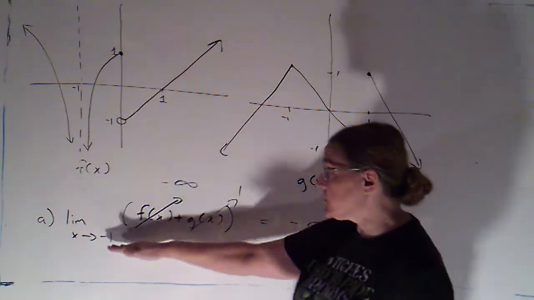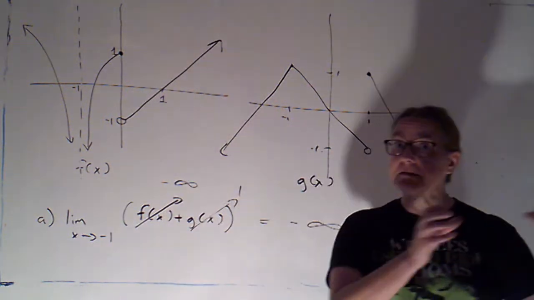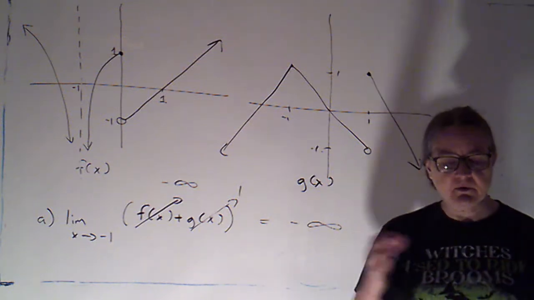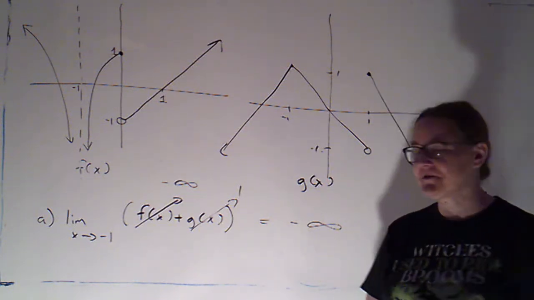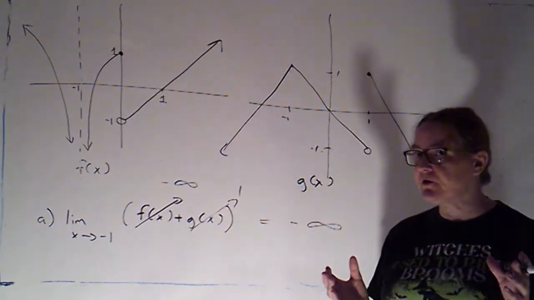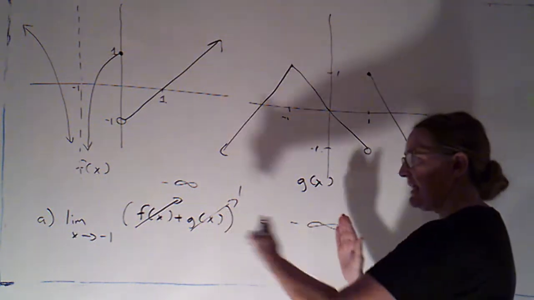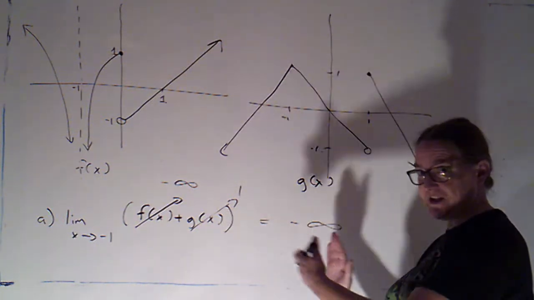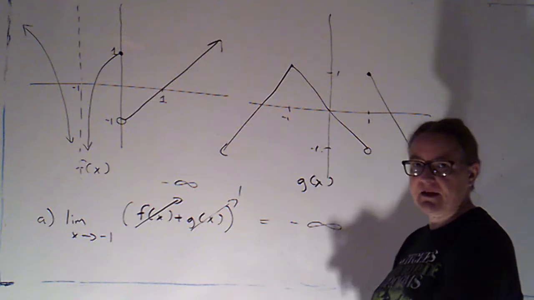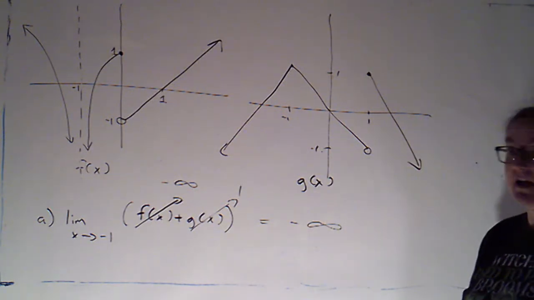Sometimes people try to use a rule of limits to say, oh, this is the limit of f plus the limit of g. It's a lovely rule of limits that applies to numbers. -infinity is not a number. If one part of your expression goes off to infinity or -infinity, you can't split things up to do arithmetic with the individual limits. That only works if all the limits involved are finite.